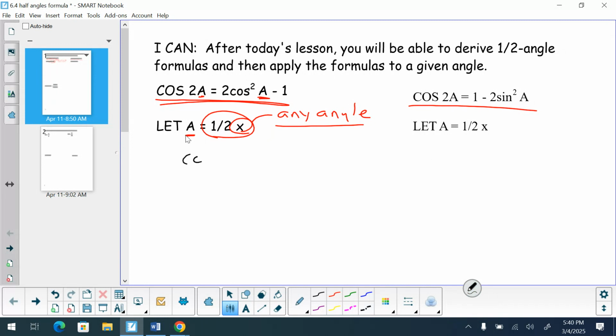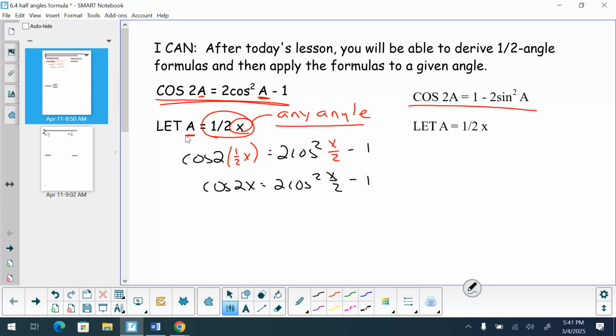So we have the cosine of 2 times 1/2 x is equal to 2 cosine squared x over 2, which is the same as 1/2 x, minus the value of 1. Okay, we can either use half x or x over 2. So if we simplify, on the left hand side we have 2 times 1/2, which just takes us back to the cosine of 2x is equal to 2 cosine squared x over 2 minus the value of 1.